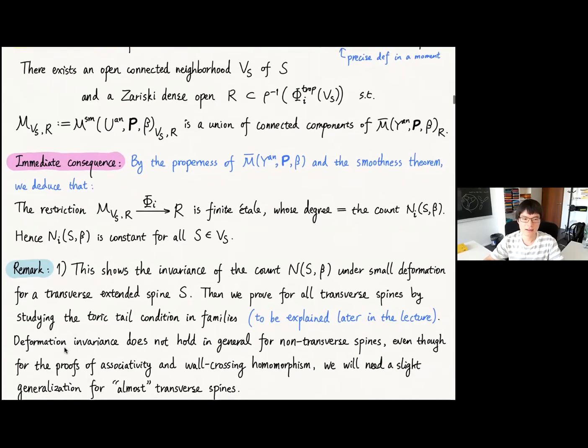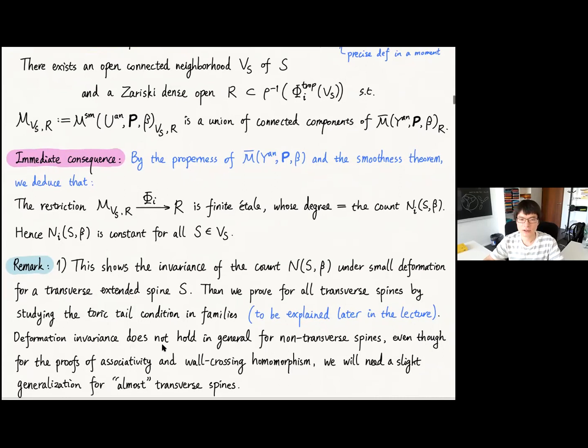And deformation invariance does not hold in general for non-transverse spans, even though for the proofs of the associativity of mirror algebra, and also for the proof of wall-crossing homomorphism, we need a slight generalization for non-transverse spines, which we call almost transverse spines.